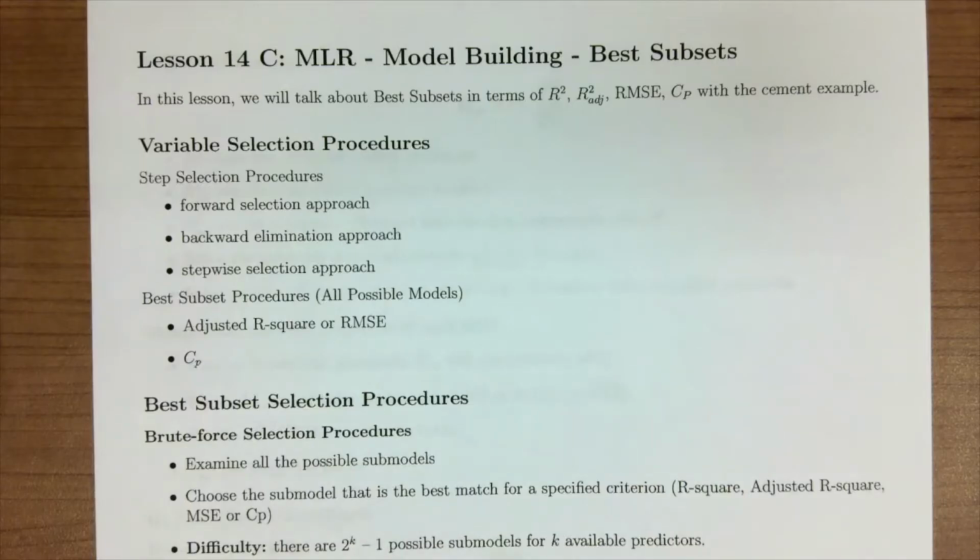In this lesson, we're going to continue talking about model building. Specifically, we're going to talk about the best subsets or all possible models in terms of R squared, adjusted R squared, the root mean squared error, and then a statistic called Mallows' Cp, all using the cement example.